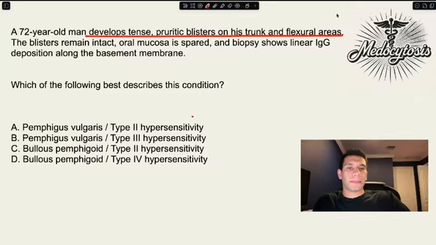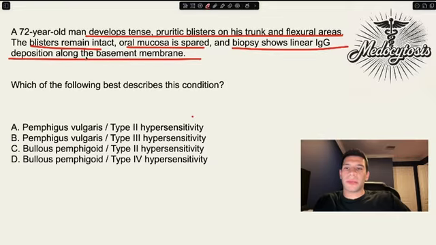Flexural areas meaning parts of the body where skin naturally folds or bends, like the knees, elbows, groin, and neck. The blisters remain intact, oral mucosa is spared, and biopsy shows linear IgG deposition along the basement membrane. Which of the following best describes this condition?